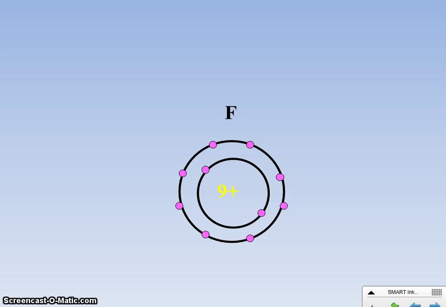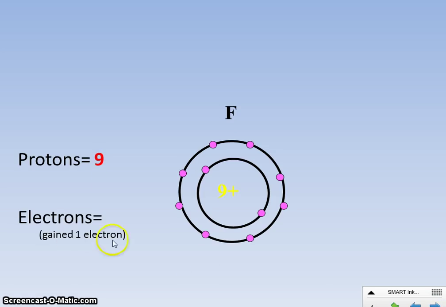Okay? But again, let's count this up. How many protons do we have? We never changed the number of protons, so that's still going to be 9. Okay? But electrons, this time we gained an electron. We used to have 9, but we gained 1, so we have 10 now. Okay, so we have 9 protons, 10 electrons. This time we have an extra electron, right? An extra negative charge, which means we'll have a charge of -1 on that atom.